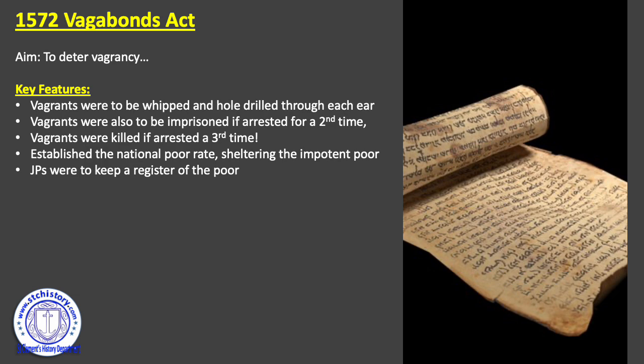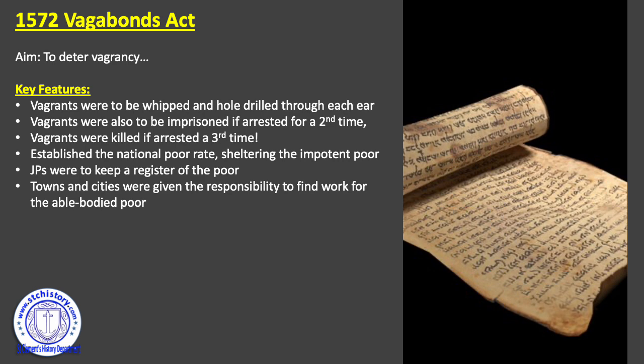JPs are also to keep a register of the poor, so they know exactly who the poor are. That would become quite a job in certain parts of the reign. So those 3 really tough times throughout the 45-year reign, the JPs are probably busier than ever because there's a lot more of them at times. So it's their job to keep a register. So you've got loads of features here that you could do. A nice little features question for the Vagabond Act.